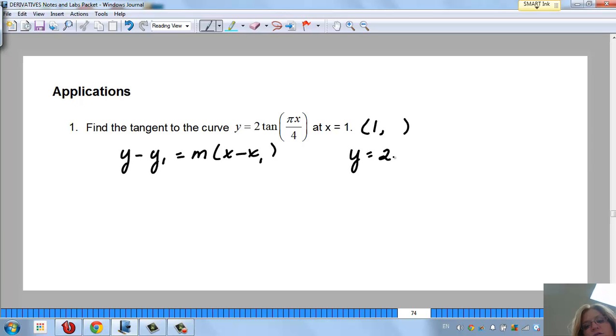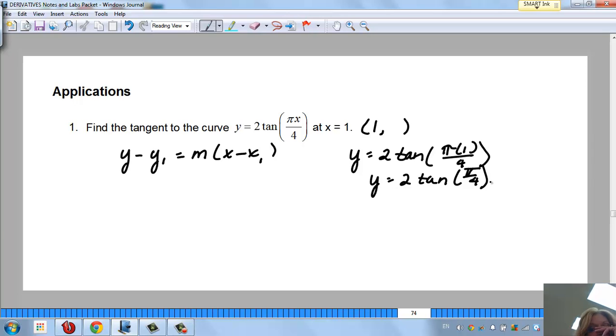So I have y equals 2 tan(pi times 1 over 4). So it's y equals 2 tan of pi over 4. And I know that the tan of pi over 4 is 1. So 2 times 1 is 2. So the point (1, 2) is on the graph. So I'm going to eventually put the 2 here and the 1 here. So I've got the point that it's going to be at. But now I've got to figure out the slope.